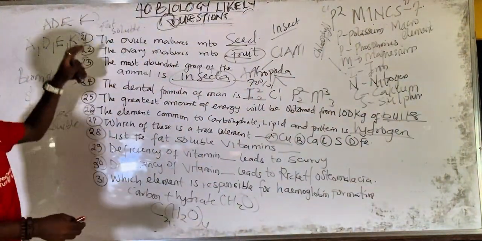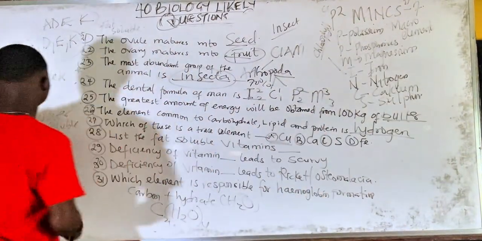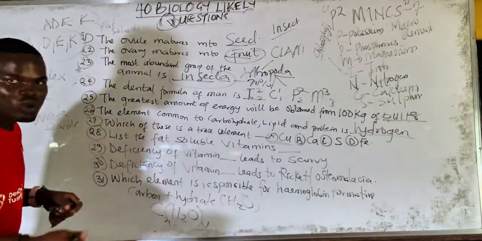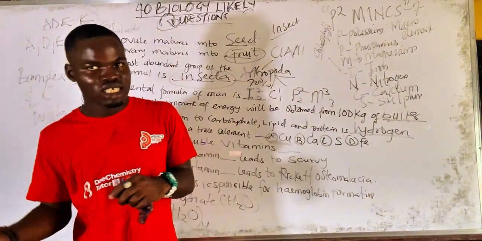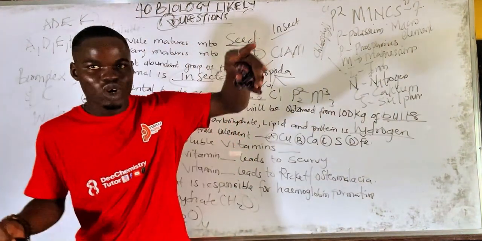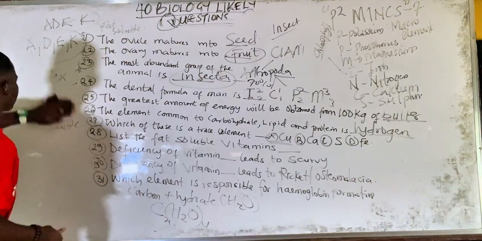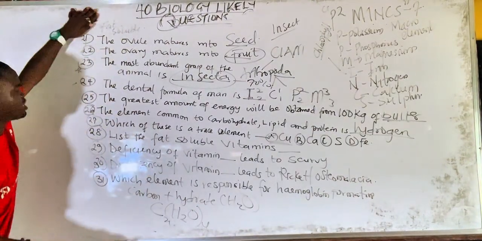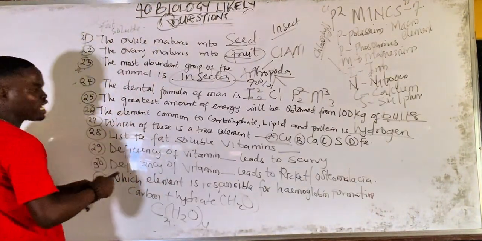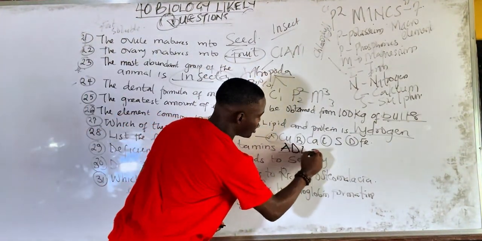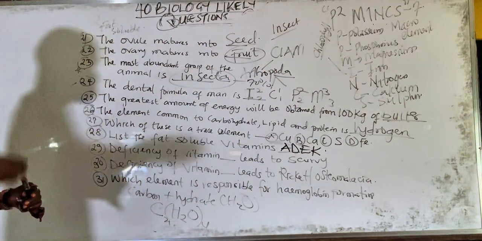Just like we said, we have explained this and that. So B complex, we have vitamin B1, vitamin B2, vitamin B3, vitamin B5, vitamin B6, vitamin B9, and vitamin B12. Because there are a lot, we call them B complex, okay? Now, fat soluble, we already said ADEK, those are the fat soluble: vitamin A, D, E, and K.